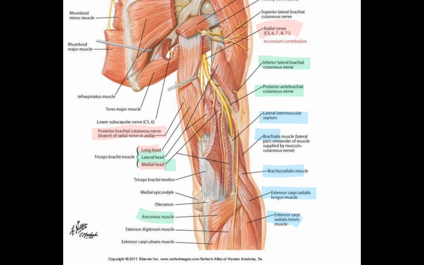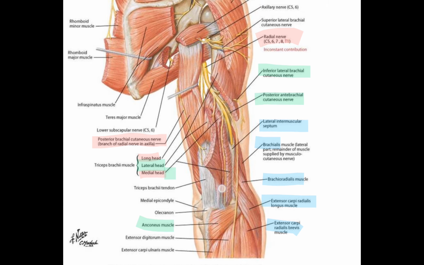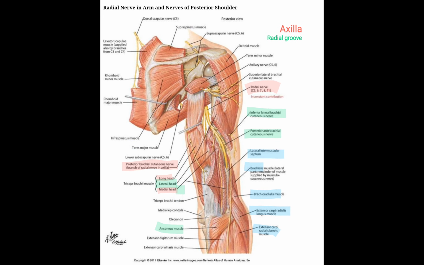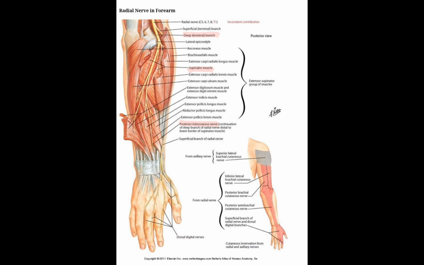Then after the radial groove, it comes by piercing the lateral intermuscular septum. After piercing the lateral intermuscular septum, it gives branches to the muscles lying on the lateral side, that is brachialis, brachioradialis, extensor carpi radialis longus, and extensor carpi radialis brevis muscle. This is in the arm, and then we come in the forearm.